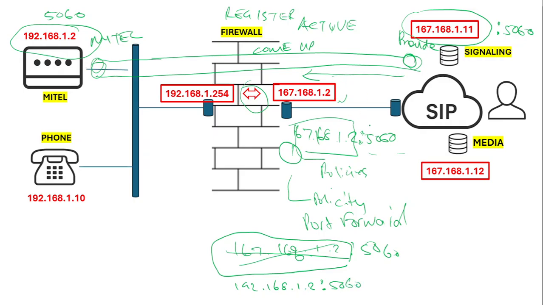So number one, if we don't have a policy on our firewall which allows port 5060 to come through from the provider, and then the public IP address of the firewall being dropped and being replaced by the private IP address of the Mitel controller, which we call port forwarding, the trunk will not come up, it will fail.